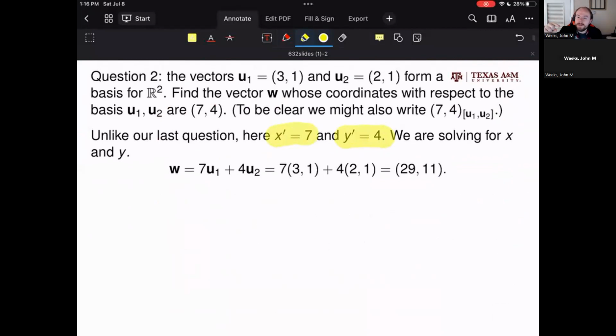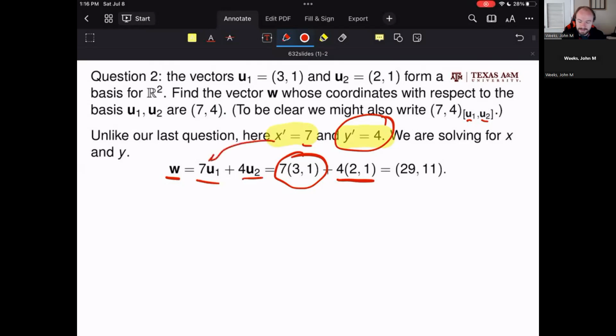In this one, the number of times you have to add the vector u1 together is 7. That's exactly what's meant by this term right here. The number of times you have to add u2 in this linear combination is 4. That's what's meant by this term right here. Now, if you add all of these together, you actually get the vector w in terms of the standard basis notation. So you just take 7 times u1 plus 4 times u2. That's exactly what's meant by the fact that this is x prime times u1 and this is y prime times u2, x prime and y prime being the coordinates in our new basis.